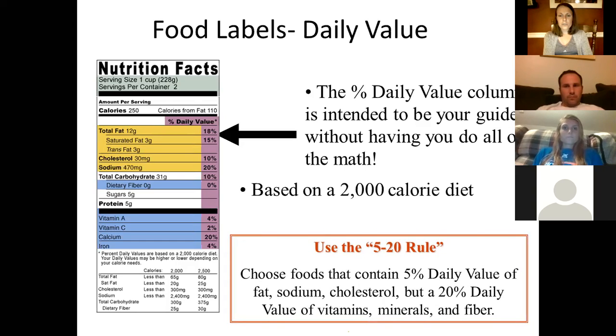And it's good to use the 5-20 rule. We want to choose foods that contain 5% of the daily value of fat, sodium, and cholesterol. So 5% or less, but 20% of the daily value of the vitamins, minerals, and fiber listed. Okay, so take a look at this food label. Go ahead and type in, would you say this meets the 5-20 rule or it does not meet the 5-20 rule?